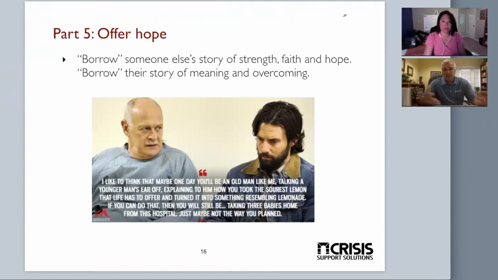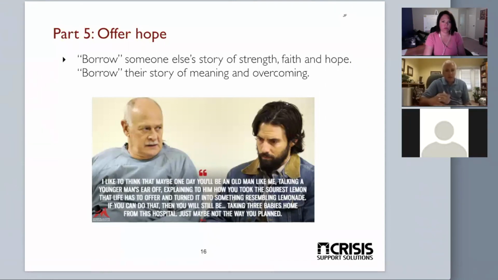So the final part of this, offering hope. Some of you have been in our class, and we've used this clip from This Is Us, the TV show, when the doctor is with the young man who had triplets, and one of the triplets didn't make it. We put the quote on here for you. But borrowing someone else's story of strength or faith, and then borrowing their story of meaning and overcoming, is very important. And that goes back to that I'm seeing you, not your problem.